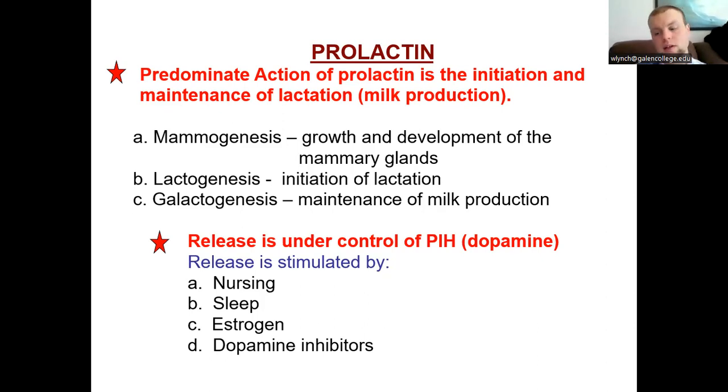Sleep, you have increased prolactin secretion during sleep time. Estrogen, okay? An increase in estrogen is going to cause stimulation of prolactin release, and also dopamine inhibitors. So if you take a dopamine inhibitor, or a pharmaceutical that inhibits dopamine, it's also going to upregulate prolactin activity.